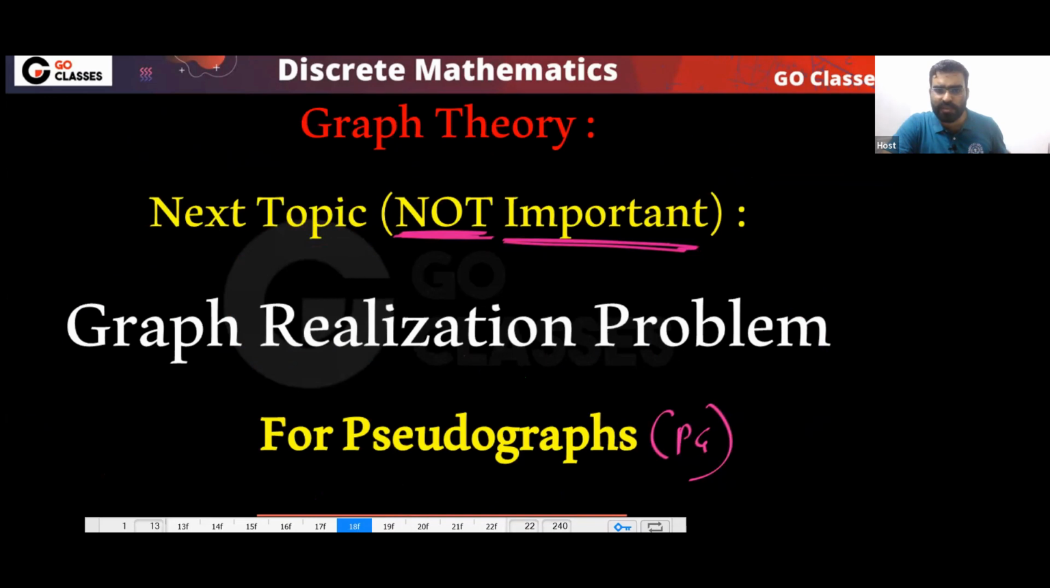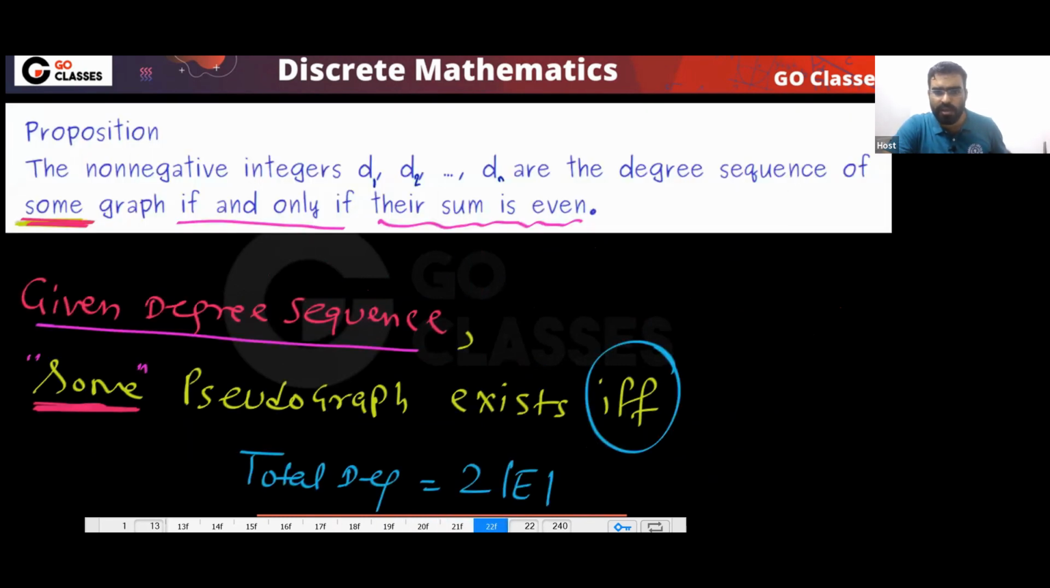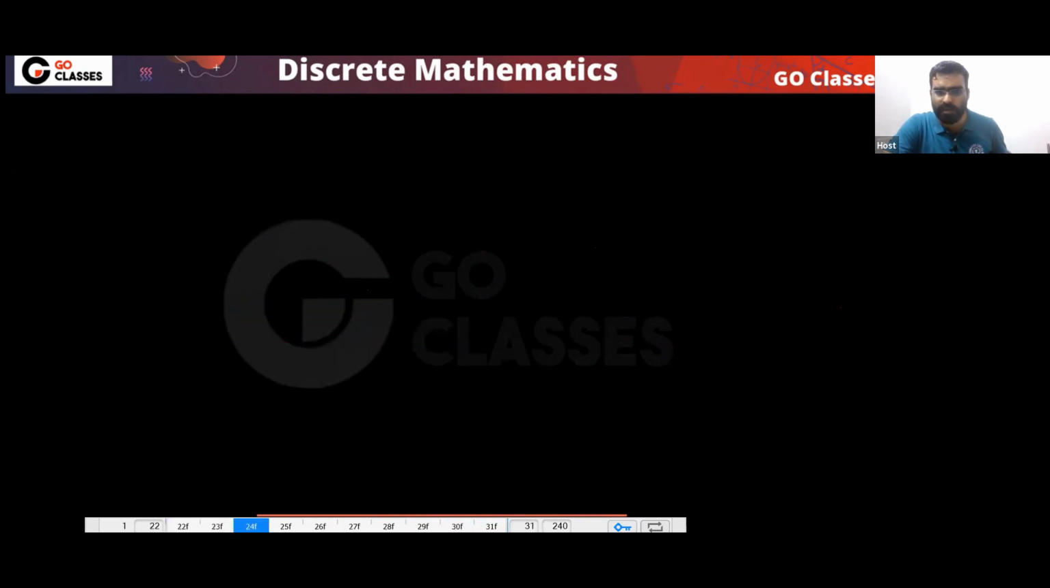If you have some degree sequence, can you create a pseudograph from it? This is not important for the GATE exam, so you don't have to worry about it. But this is an extremely simple thing. Whatever degree sequence I give you for pseudograph, you just have to check how many odd degree vertices you have. The number of odd degree vertices should be even.